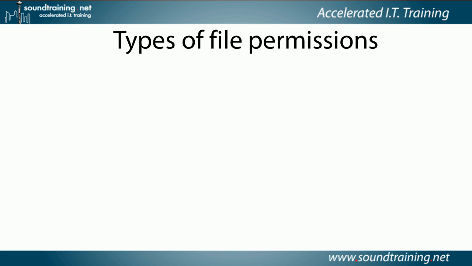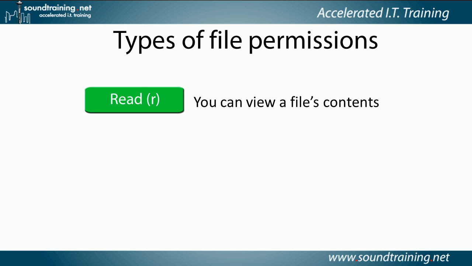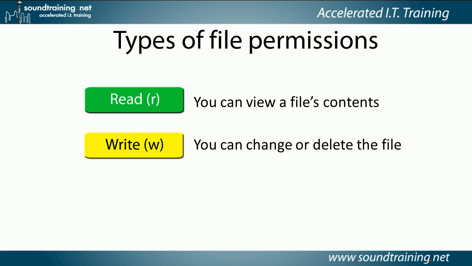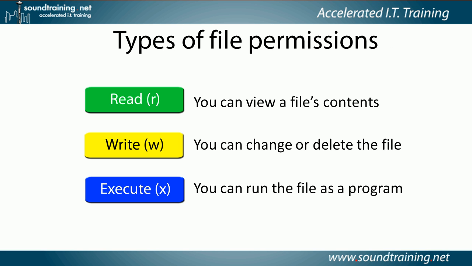So what are the types of file permissions available in Linux systems? There are three, and the first one is read permission. That's when you can view a file's contents. Next is write permission. That means that you can change or delete the file. And finally, there is execute, which means you can run the file as a program.